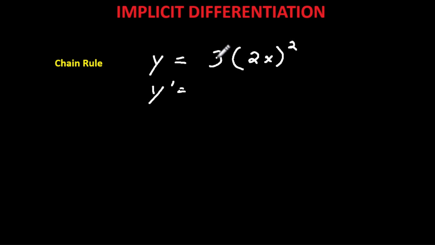We bring the exponent to the front and multiply. So this is 6 times 2x, and we reduce the power by 1. Then what we do is we multiply by the derivative of what's inside. Well, the derivative of 2x is 2. And then my final answer, 2 times 6 is 12, times 2x is 24x.